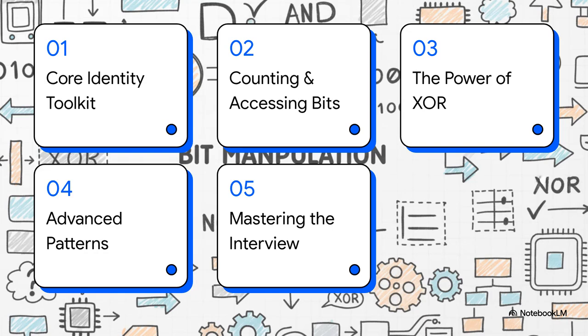Here's the game plan. We'll kick things off with the absolute must-knows, our core identity toolkit. Then we'll see how to actually use those skills for counting and messing with individual bits. After that, we'll get into the magic of the XOR operator, peek at some really cool advanced stuff, and then wrap it all up with how to nail this in your next coding interview.